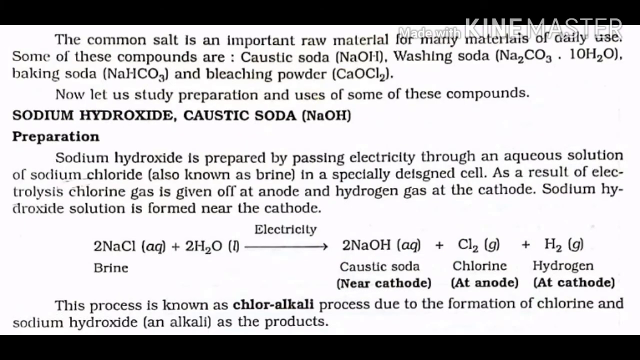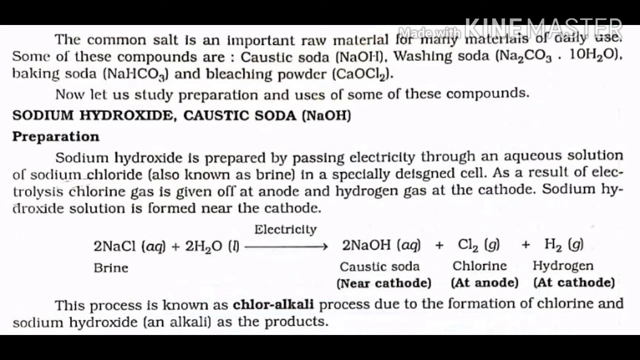Chemicals from common salt. Common salt is an important raw material for many materials of daily use. Some of these compounds are caustic soda NaOH, washing soda Na2CO3·10H2O, baking soda NaHCO3 and bleaching powder CaOCl2. Let us study the preparation and uses of some of these compounds. Sodium hydroxide.